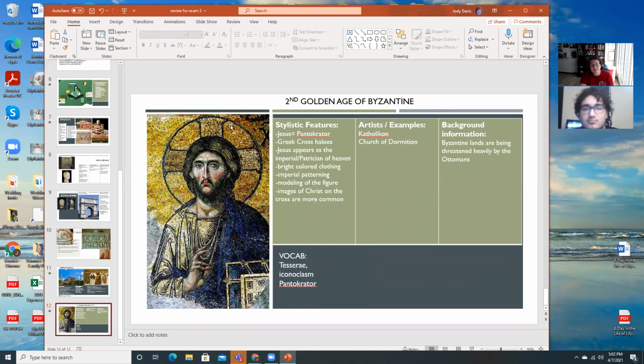Okay, the second golden age of Byzantine brings us a few new things. Remember, in the early Christian, late antiquity and the first golden age, Jesus is not allowed to be shown hanging on the cross. Now, in the second golden age of Byzantine, there's been enough time between the establishment of Christianity and the killing of Jesus to the second golden age that they're now allowed to show Jesus hanging on the cross. So we get some interesting variations of what Jesus looks like.